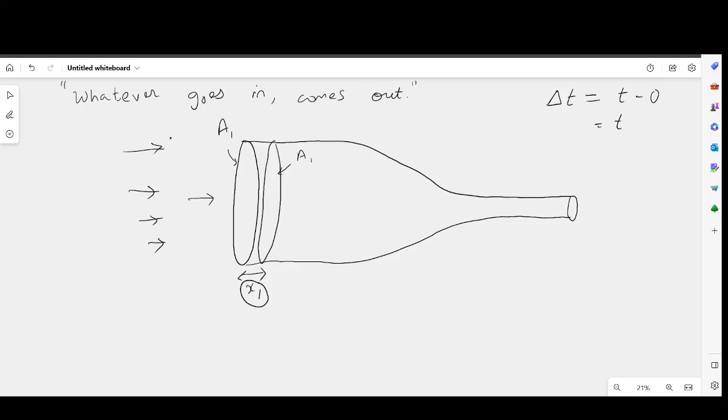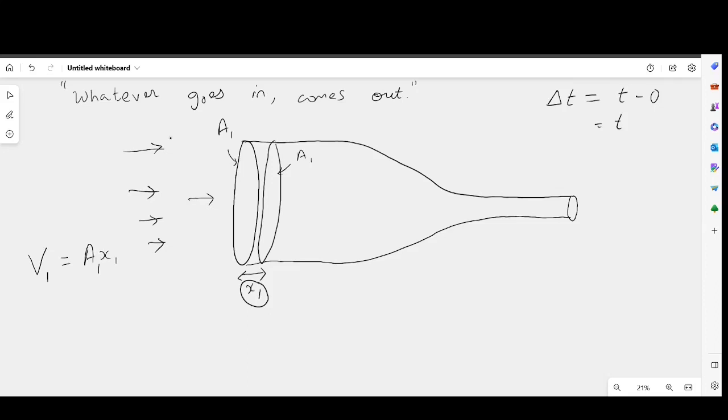So what is the volume that goes in? Let me call the volume that goes in as V1, because we are talking about this area. Everything in this area will be denoted by subscript 1. So V1 is equal to A1 x1.